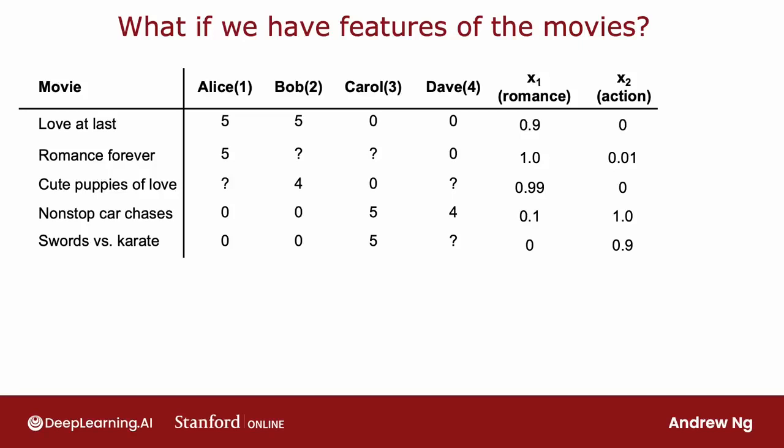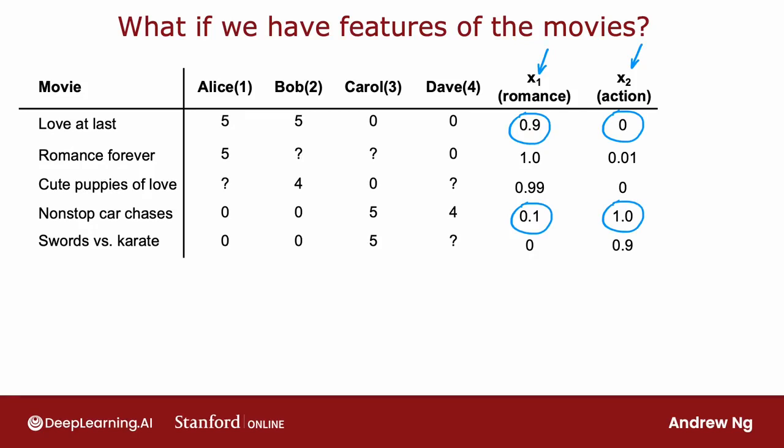So here I've added 2 features, X1 and X2, that tell us how much each of these is a romance movie and how much each of these is an action movie. So for example, Love at Last is a very romantic movie, so this feature takes on 0.9, but it's not at all an action movie. So this feature takes on 0. But it turns out Non-Stop Car Chasers has just a little bit of romance in it, so it's 0.1, but it has a ton of action, so that feature takes on the value of 1.0.